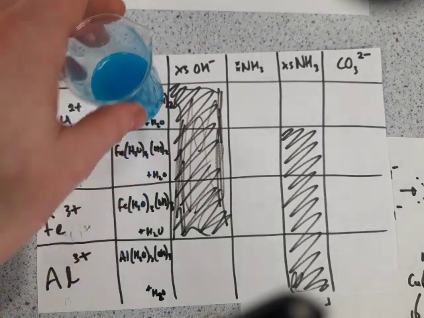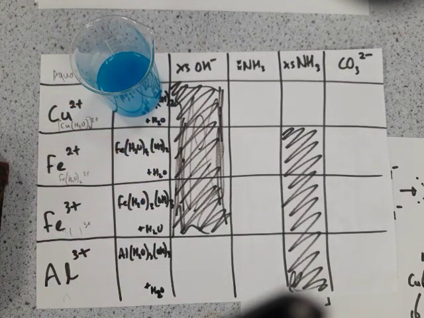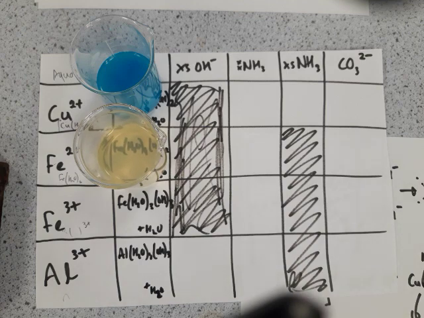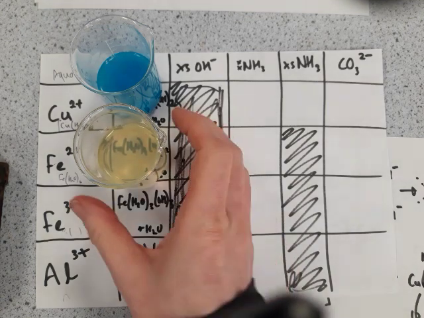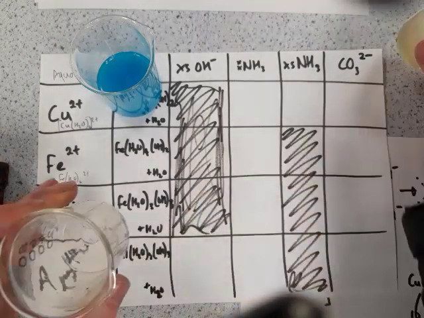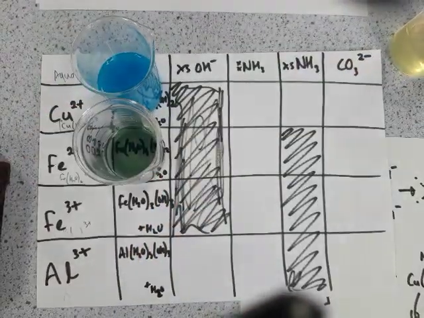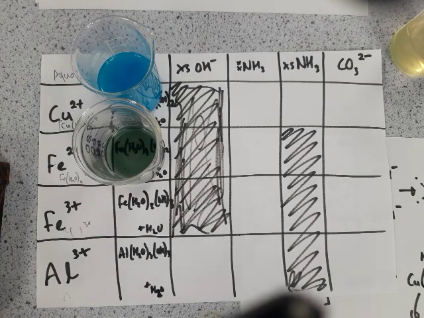You've seen that copper makes a blue precipitate. What have I got here? Iron 2 plus. I'll take a little bit of iron 2 plus and some sodium hydroxide. Here you get a green precipitate. Happens like that, really nice. Have I got any aluminium? Yeah, I've got some aluminium. Aluminium makes a white precipitate.